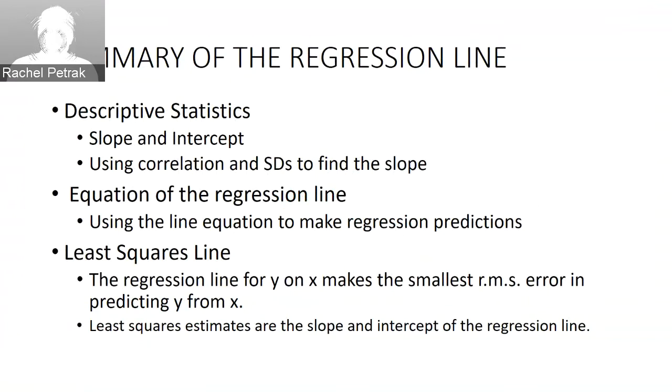So first, we looked at a couple of descriptive statistics for the regression line, namely the slope and intercept, and how we can use the correlation and the standard deviation to find the slope. And it's important to remember that a descriptive statistic is just giving you some description about the sample.